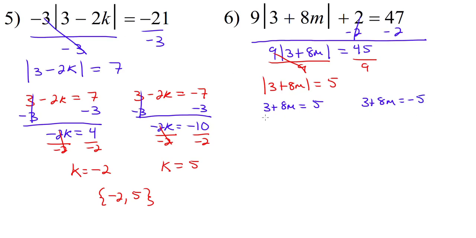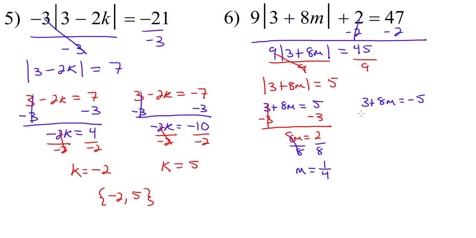So now we're going to subtract 3 from both sides to get rid of that 3. We end up with 8m equals 5 minus 3 is 2. And then we divide both sides by 8. So we get m equals the fraction 2/8. All we have to do is simplify it. 2/8 in simplest form is 1/4. So that's one of our solutions.